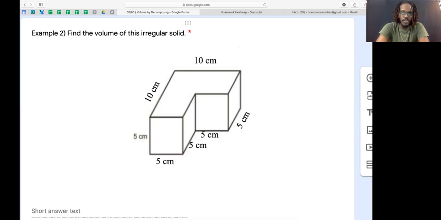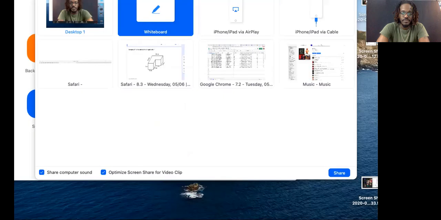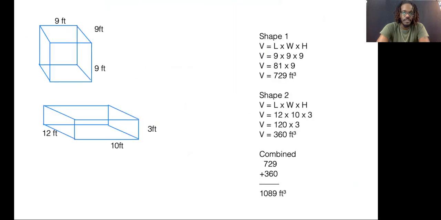Okay, and you guys get to see some of my awesome square making abilities. Hang on. Okay, there we go.